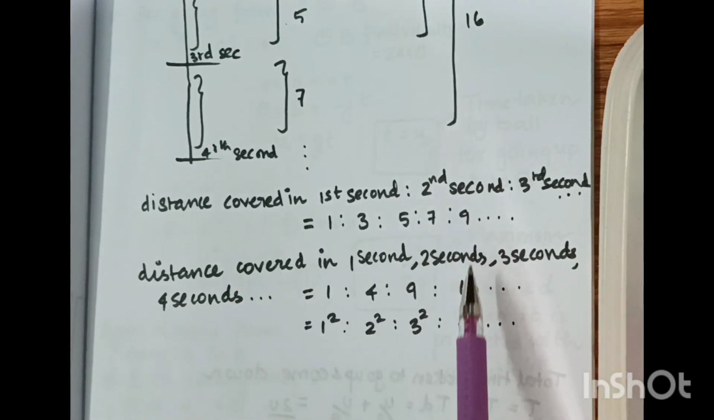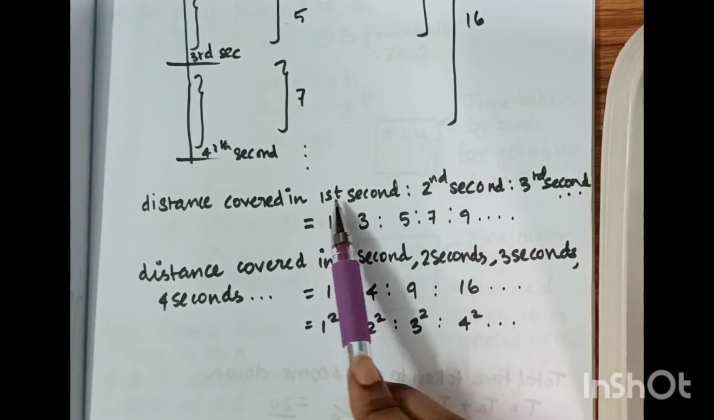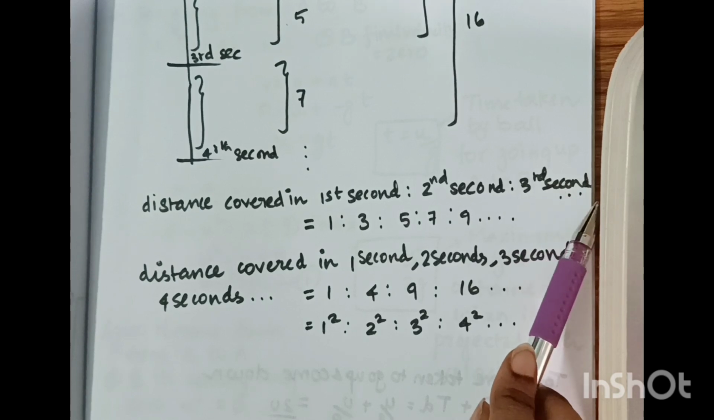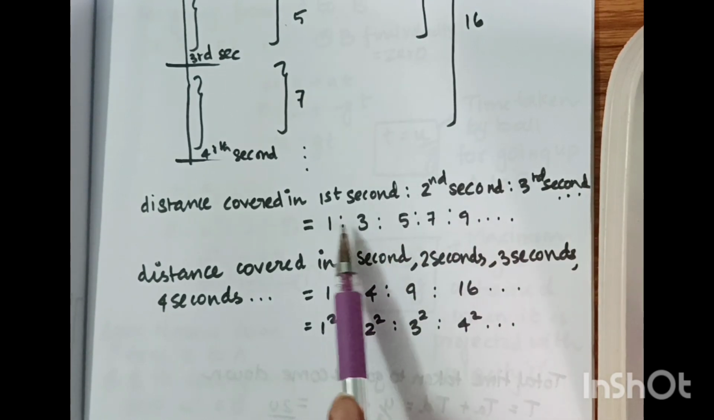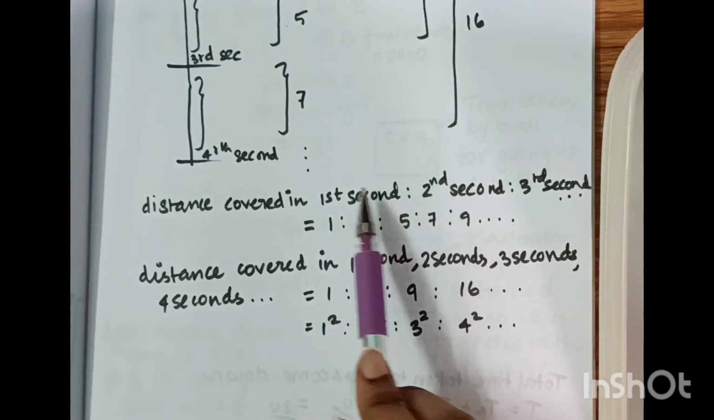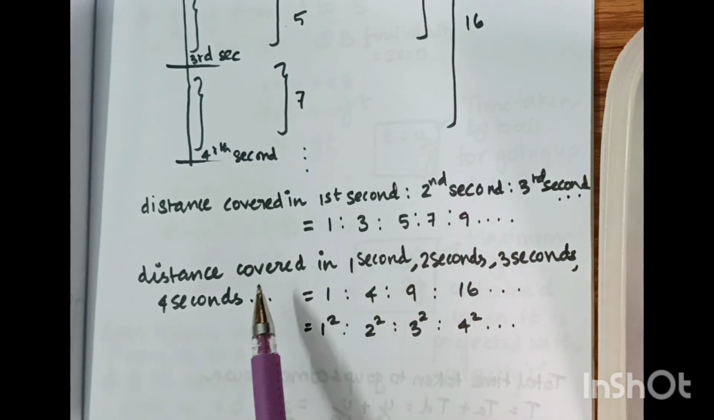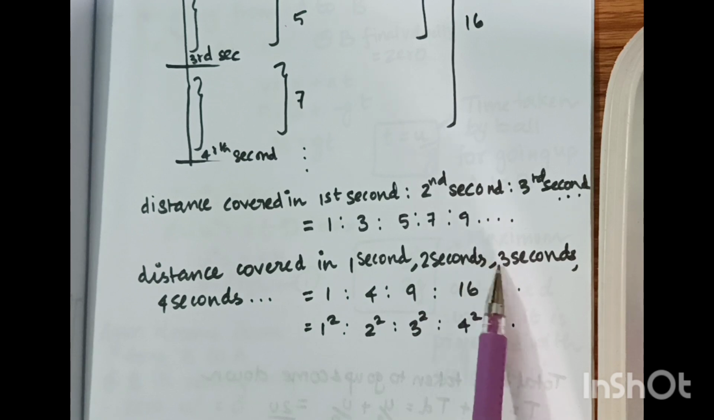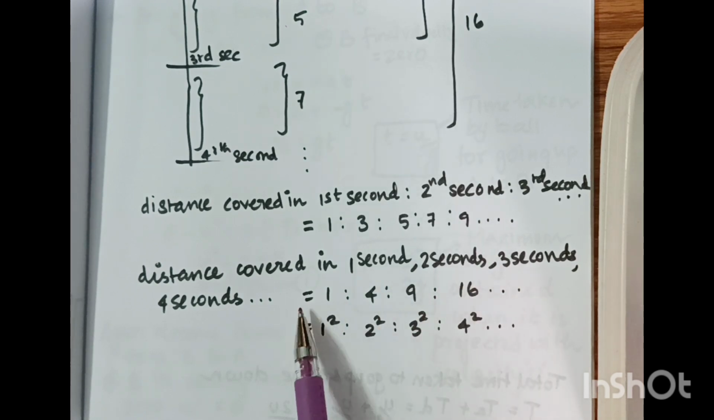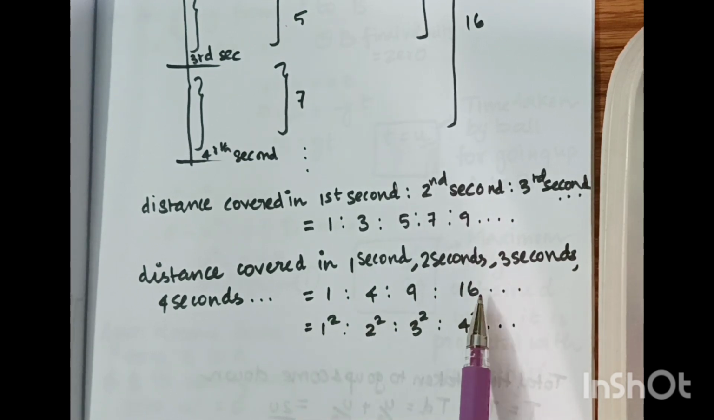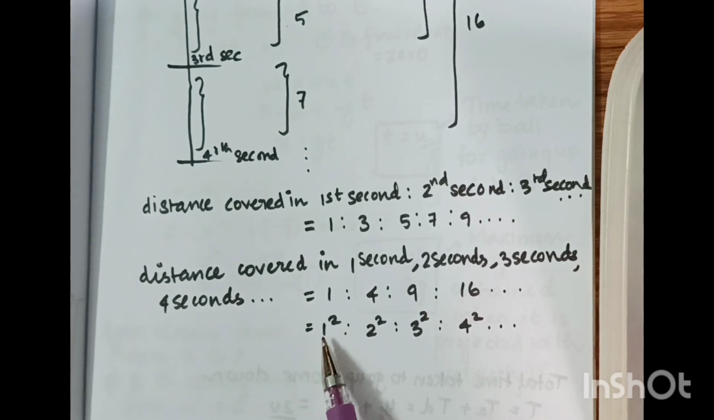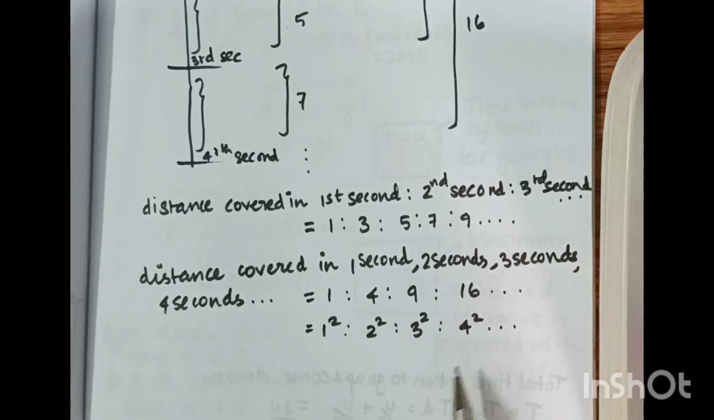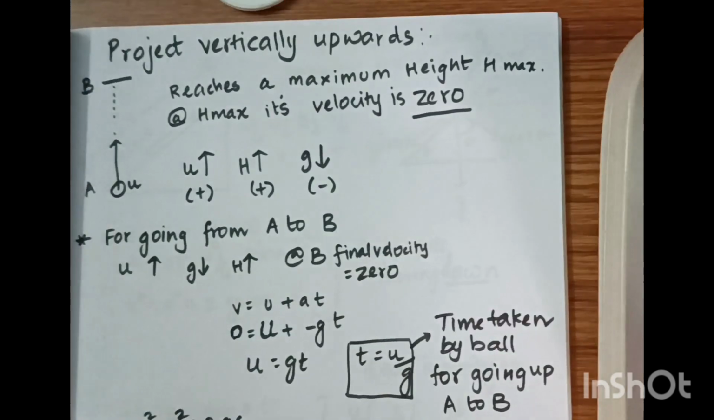So here there is a simplified ratio. First second, second second, third second, fourth second, fifth second and so on. The distance covered ratio is 1, 3, 5, 7, 9. And if it is 1 second, 2 seconds, 3 seconds, 4 seconds, then it will be 1 is to 4 is to 9 is to 16. This can also be written as 1 square is to 2 square is to 3 square is to 4 square.